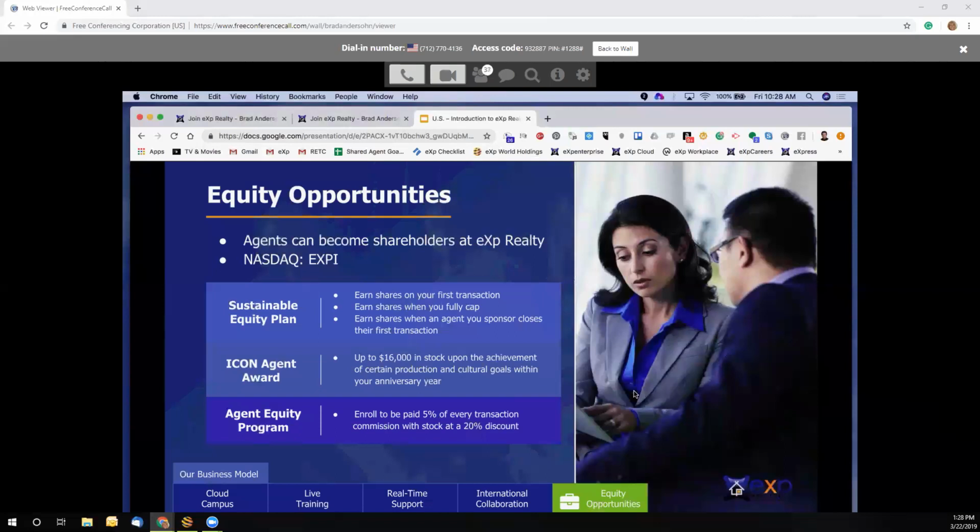Another program we have is right there in the middle, says Icon Agent. This is where when you pay in your $16K, that's the cap at eXp Realty. After you've done your cap and you've paid in that $16K over however many transactions that looks like in your market, you go to 100% commission, right? Well, after that, once you become an icon, which means you meet the next level of production and cultural award or achievement, once you reach that level of icon agent, now you get your $16K that you paid in as a cap. The company will give that back to you in the way of company stock once you reach that achievement, icon agent.